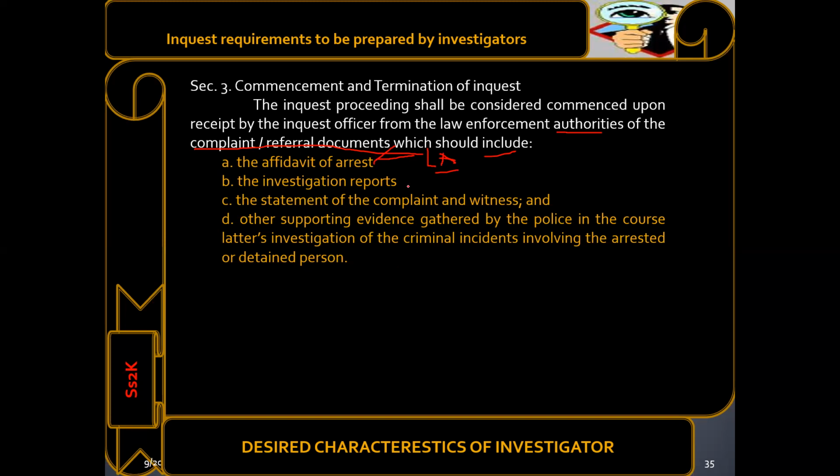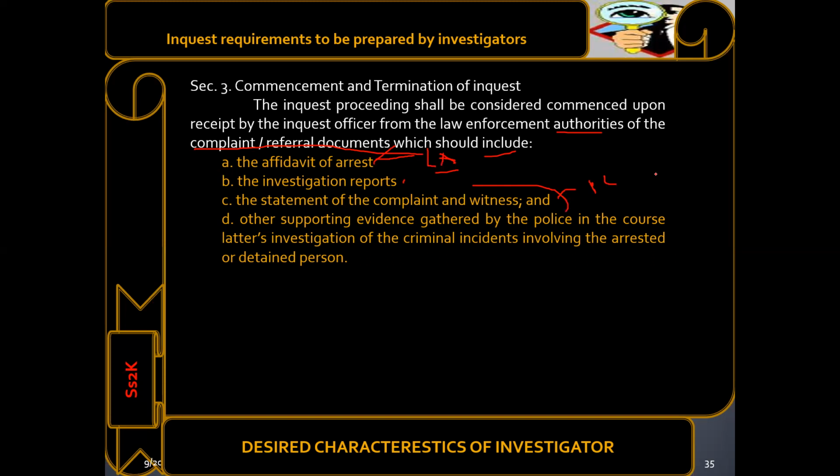Ayan. Then we have also the investigation reports. We have the statement of complainant and witnesses and other supporting evidence. Dahil ang mga ito ang basis sa pag-determine ng prosecutor ng probable cause. Okay? Whether a crime has been committed and the respondent is probably guilty thereof. Therefore, may statement ang witnesses at complainant.